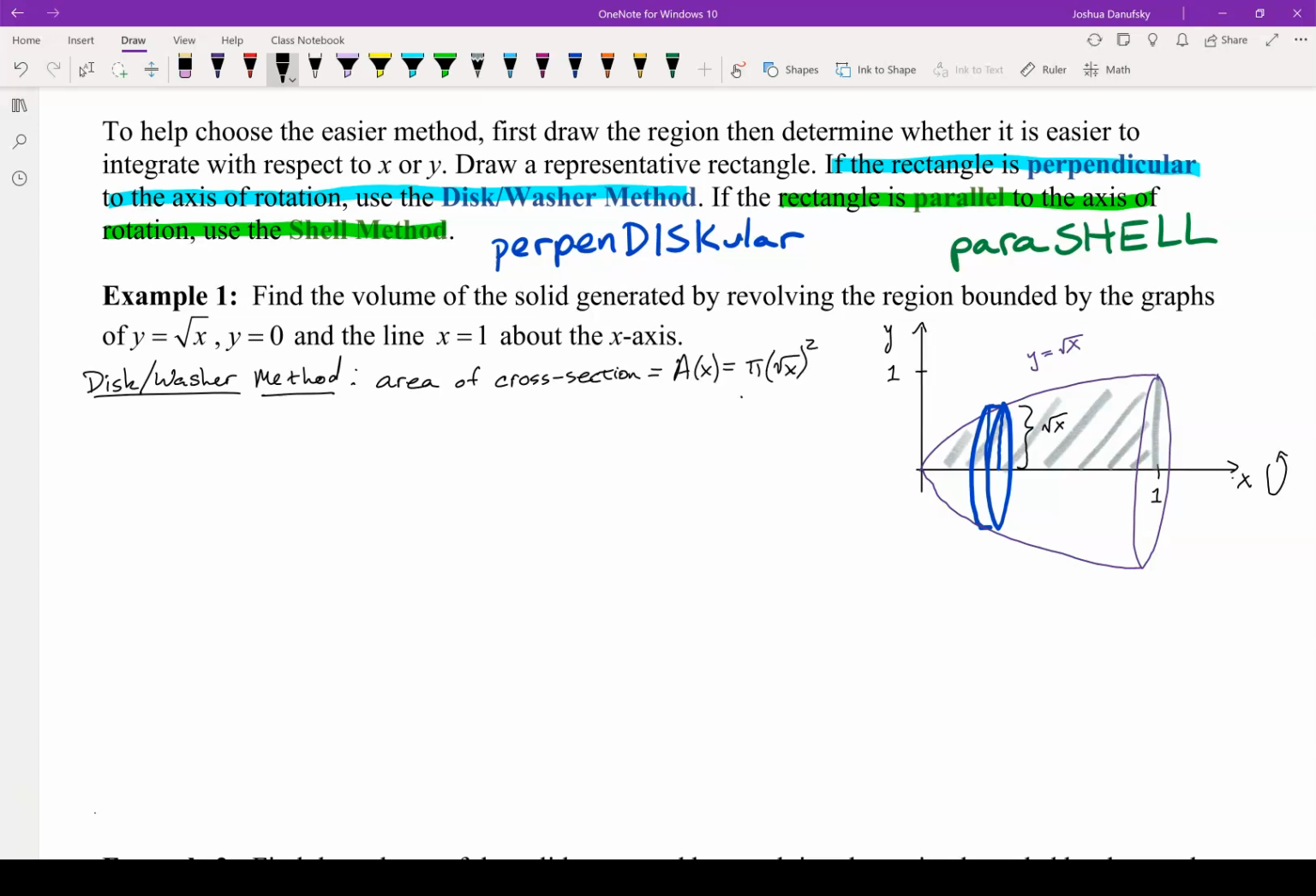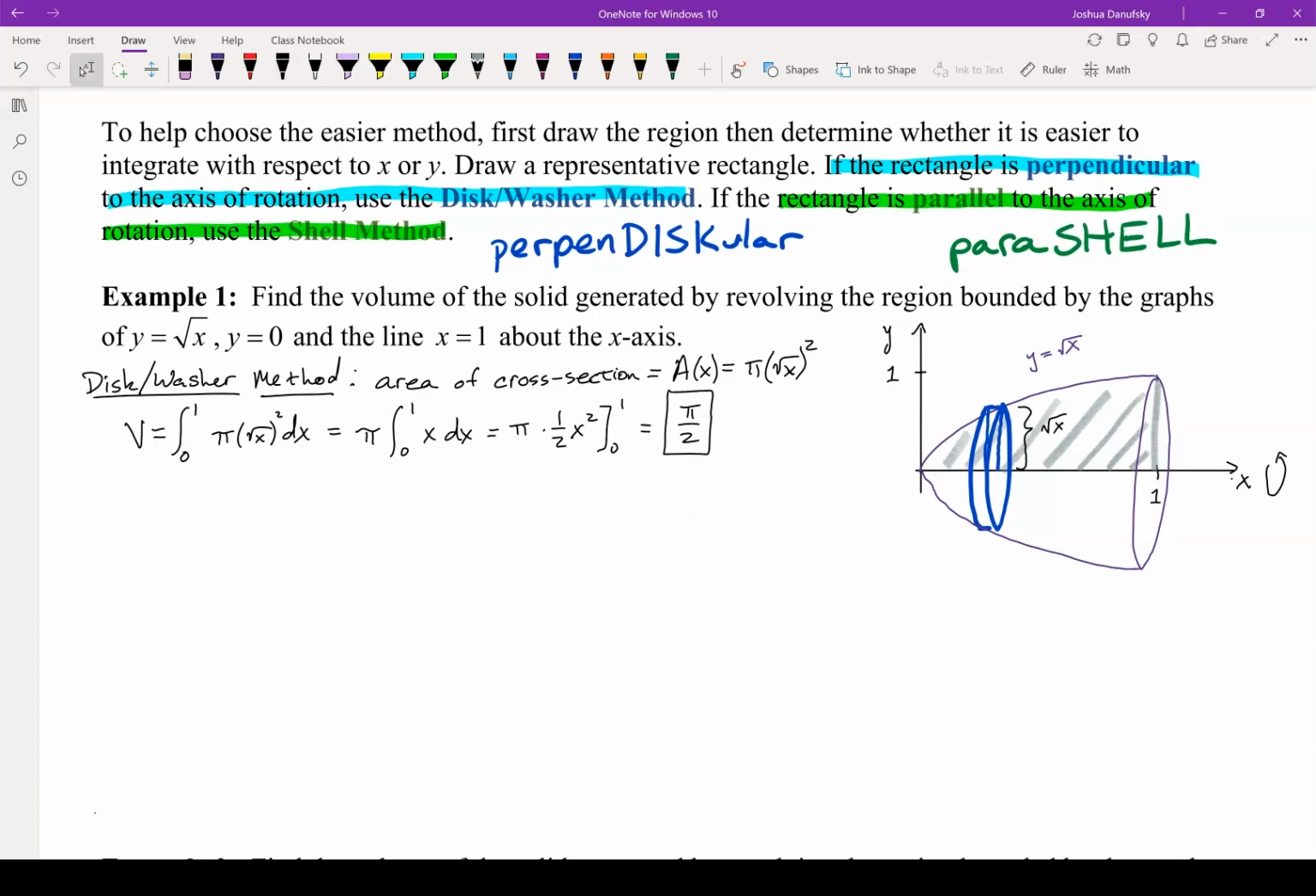As we've seen before, this is simply pi r squared, where r is given to us by the square root of x. Now we're ready to find the volume. We're integrating the cross-sectional area, dx, and our x's are going to start at 0 at the origin, go out to 1. Integrating this is pretty straightforward. And we have a volume of pi over 2.